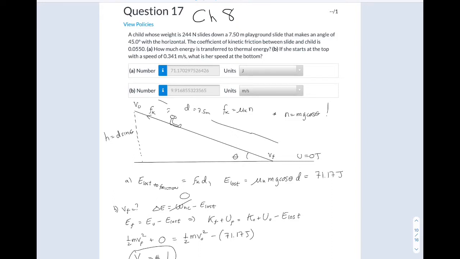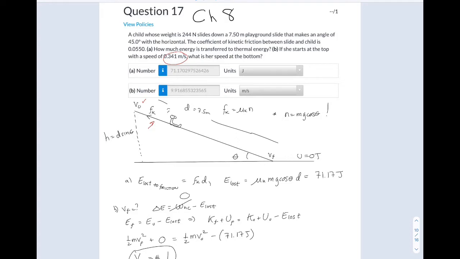So the person slides down the ramp. They start at rest. Oh, no, they don't start at rest. They start at that speed. There's my V0. So I drew the only important force I need. There's my kinetic friction force.